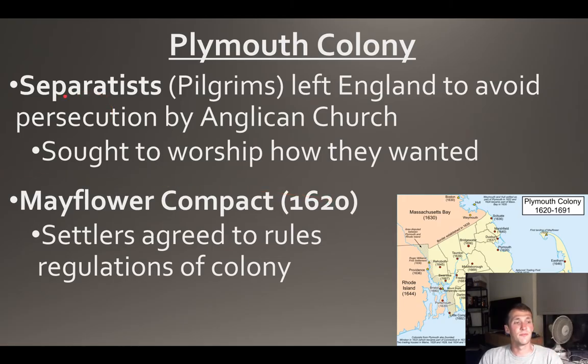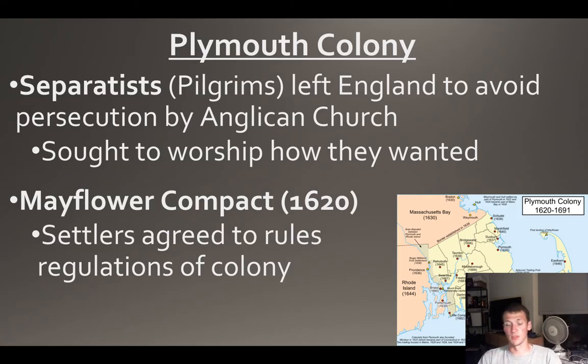So you have religious motivations, right? You have these separatists, which are ultimately the Pilgrims, and they are looking to escape the persecution by the Anglican Church, so they want to worship how they want in a pretty strict sense when it comes down to it. So they leave, right? They end up getting to America. They get this Mayflower Compact, if you will, which is this first kind of direct democratic instance in the New World here for sure, or at least up north here.